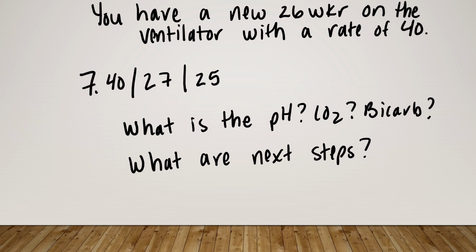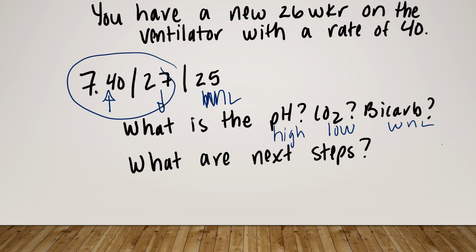We have a new 26-weeker on a ventilator with a rate of 40. Let's look at each number. Our pH is high, our CO2 is low, and our bicarb is within normal limits. So our pH, again, is high. Our CO2 is low. So bicarb normal, that tells us they're opposites. If we do the ROME, we know this is going to be respiratory. And because our pH is high, this is going to be alkalosis. So this would be respiratory alkalosis, essentially meaning we are overventilating.